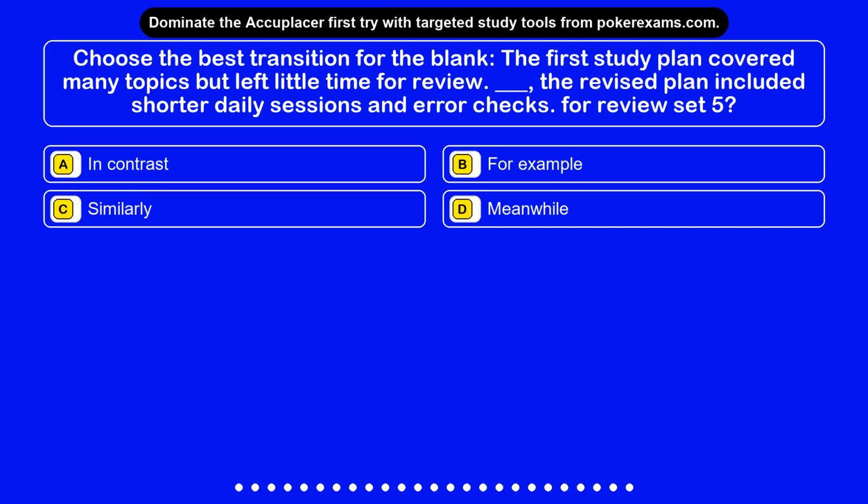Question 21. Choose the best transition for the blank. The first study plan covered many topics but left little time for review. Blank. The revised plan included shorter daily sessions and error checks. For review set 5. Option A. In contrast. Option B. For example. Option C. Similarly. Option D. Meanwhile.